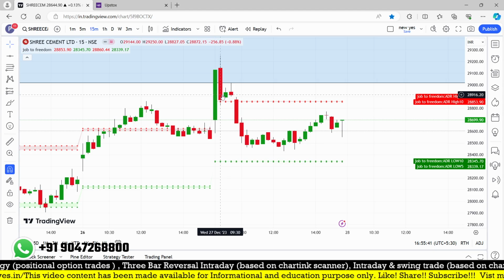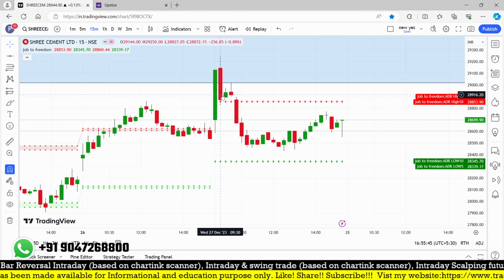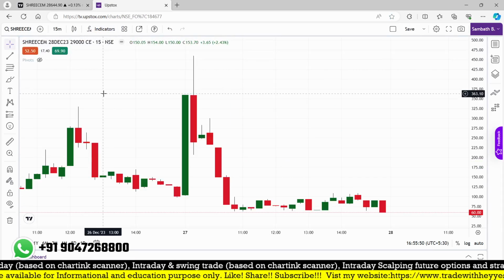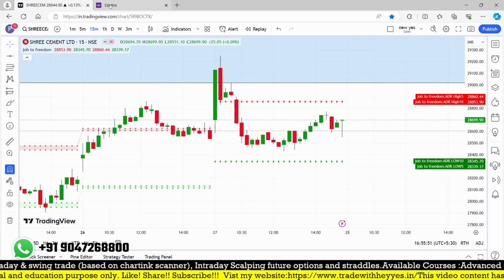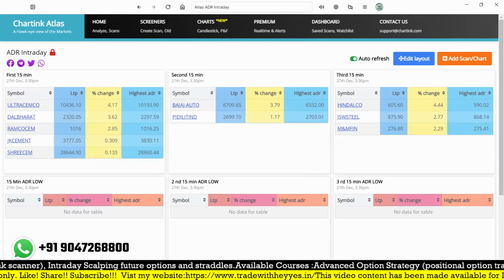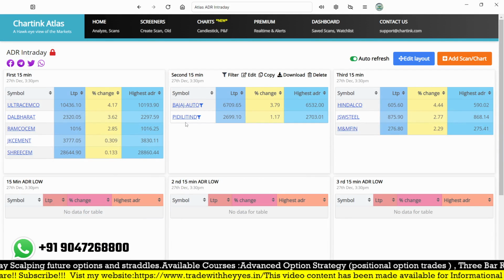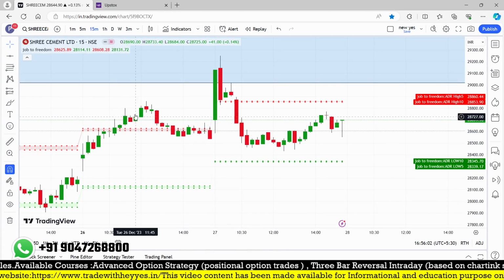But here we are planning the right stock selection with this indicator, or mainly with this scanner. Okay, you can apply any of your own strategy, not only for the breakout of the 15 minutes high and low. So maybe you can use any other indicator for that also. And one more stock, Bajaj Auto and Pidilite Industries, which is happening on the second 15 minutes.